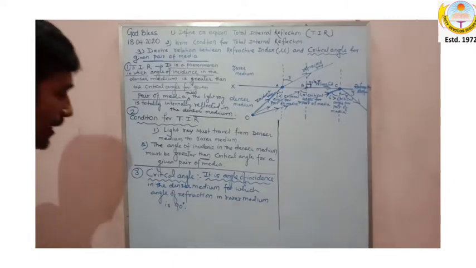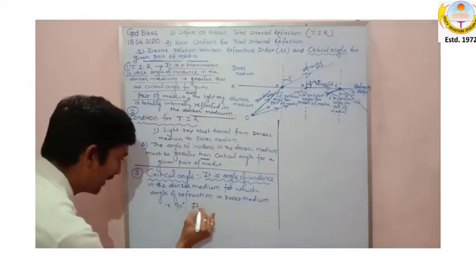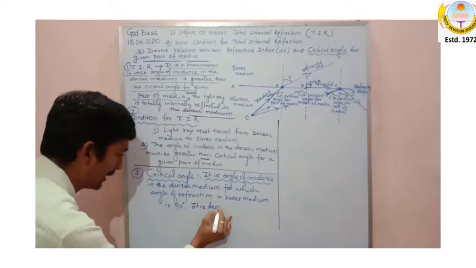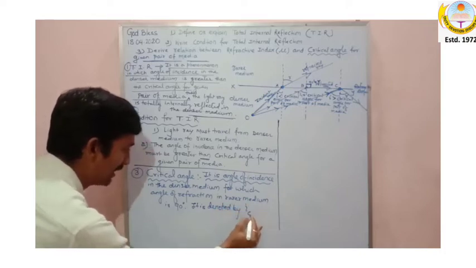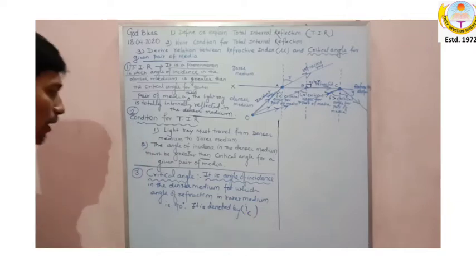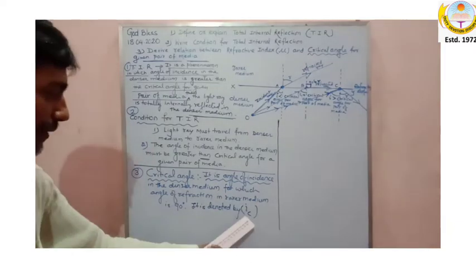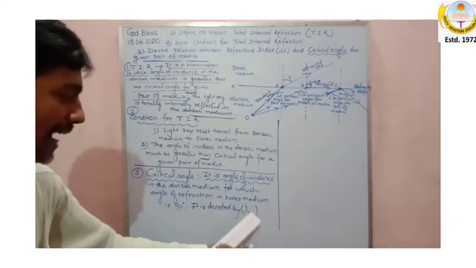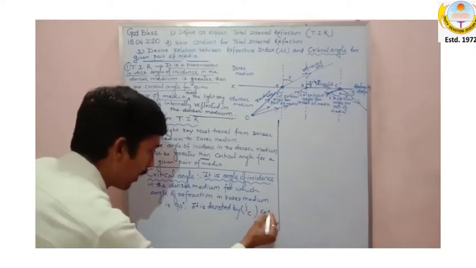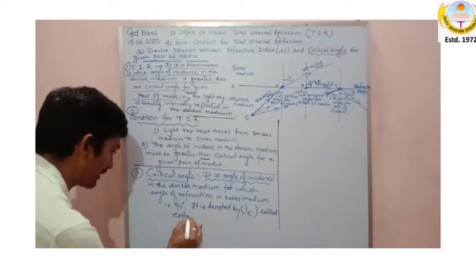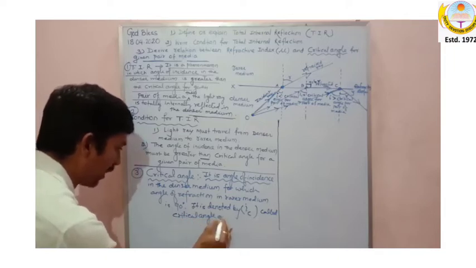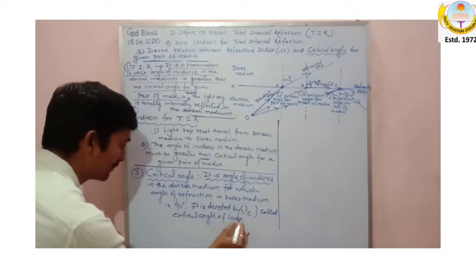I hope it is clear. It is denoted by, please see the notation also, denoted by IC, because it is the angle of incidence. So now it is denoted by IC, called critical angle of incidence.